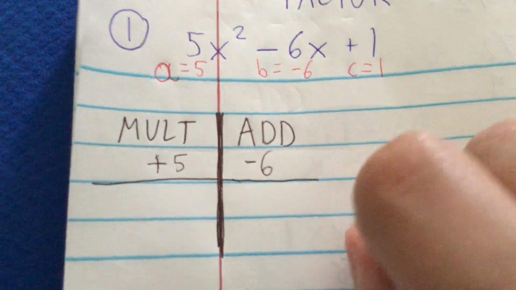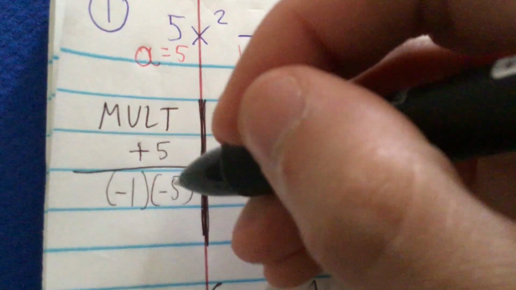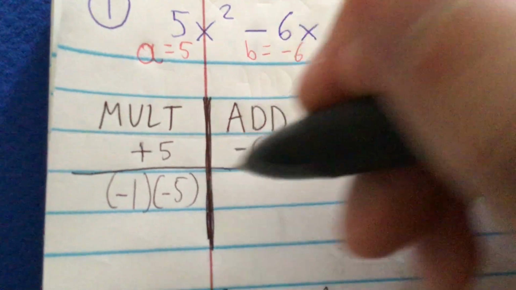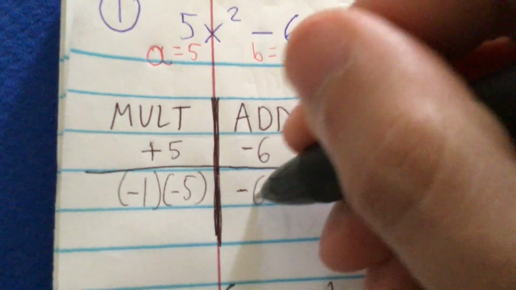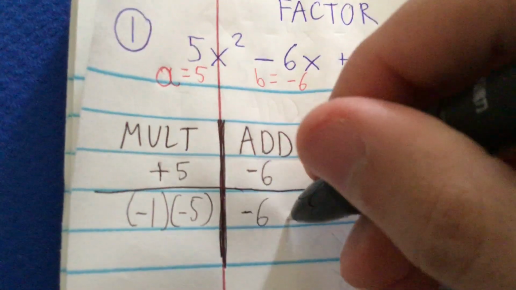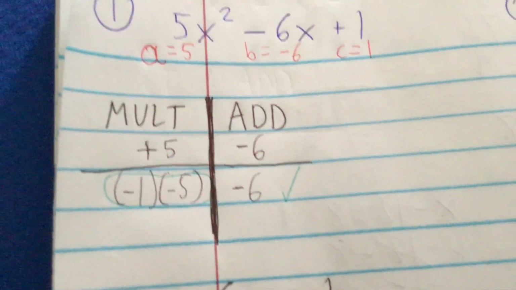So let's start with the first negative case. Let's start with negative 1, negative 5. Negative 1 times negative 5 is positive 5. Negative 1 plus negative 5 is negative 6. So we win on the first try. I'm going to put a check mark right there, and there's my winning team. Okay, well, what's so special about the winning team?